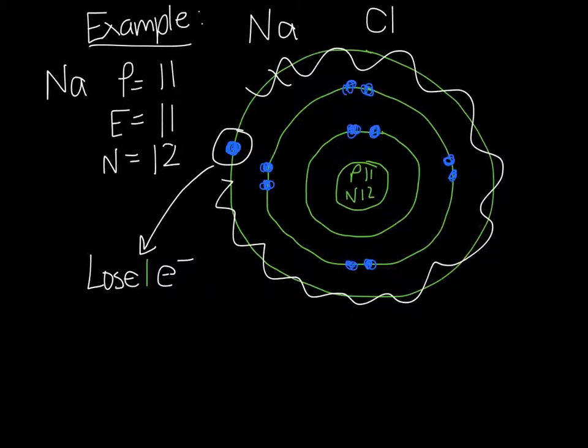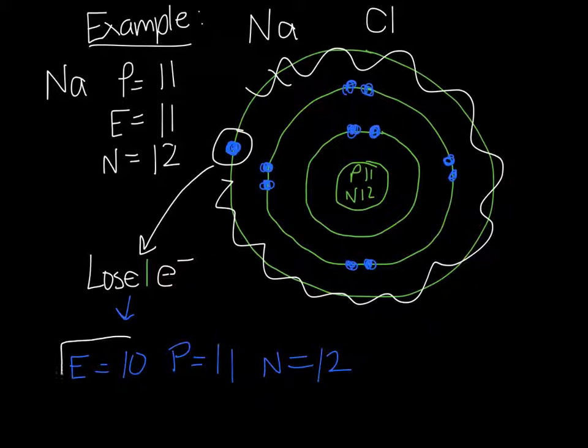Then if we take a look at its statistics, right after that happens, if the sodium has lost an electron, how many electrons does it have now? Count them. 10. How many protons does it still have? We didn't change that, so it's got 11. And we could put the neutrons on here even though we don't really need them. What's important is the difference now between these two numbers.